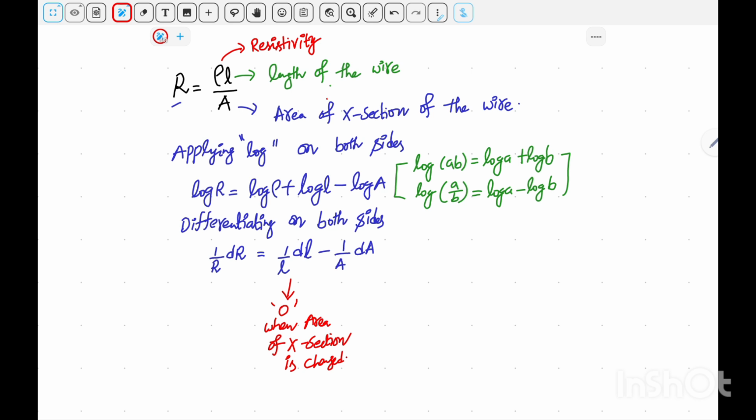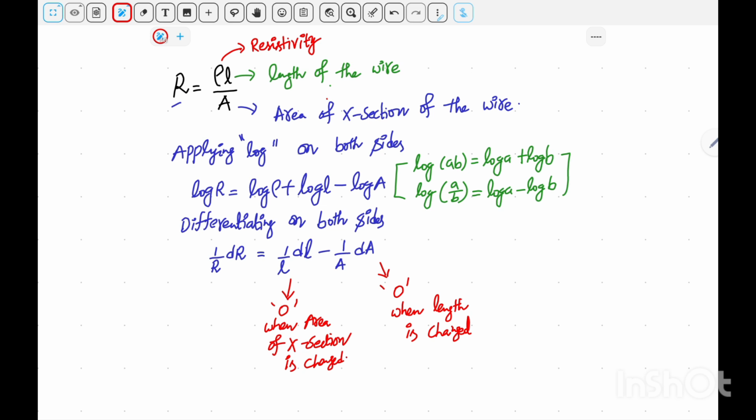Now the area term will be 0 when we are changing only the length but not the area of cross section. Therefore, when the length of the wire is changed, maintaining the area of cross section constant, then dA will be equal to 0. 0 into anything is 0.